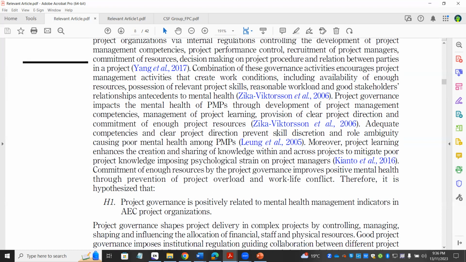Moreover, project learning enhances the creation and shaping of knowledge within and across projects to mitigate poor project knowledge, imposing psychological strain on project managers. Commitment of enough resources by the project governance improves positive mental health through prevention of project overload and work-life conflict. Therefore, it is hypothesized that.